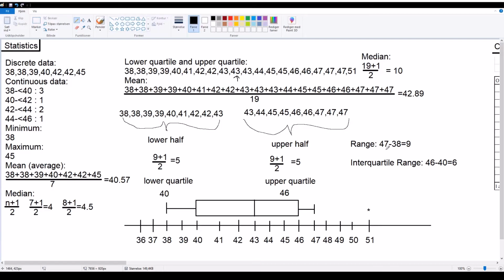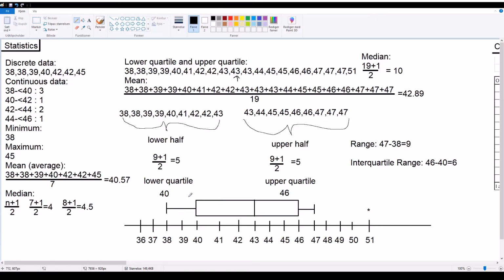Then the next term that you can use is the range, which is essentially the maximum subtracted by the minimum. So in this case, our maximum is 47, because we're not counting the outlier, minus 38 equals 9, so the range is equal to 9. And then we also have the interquartile range, which is the upper quartile subtracted by the lower quartile, which is 46 minus 40 in this case, which equals 6.